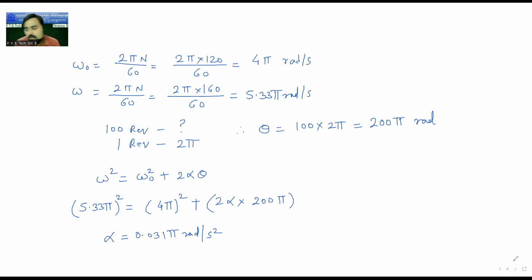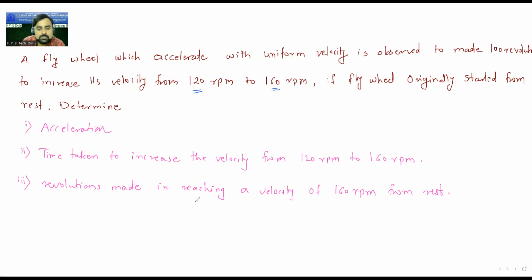Now the last thing they have asked: revolutions made in reaching a velocity of 160 rpm from rest. From rest is mentioned, so from 0 to 160 rpm. To reach this velocity, how many revolutions have been made, we have to calculate that.